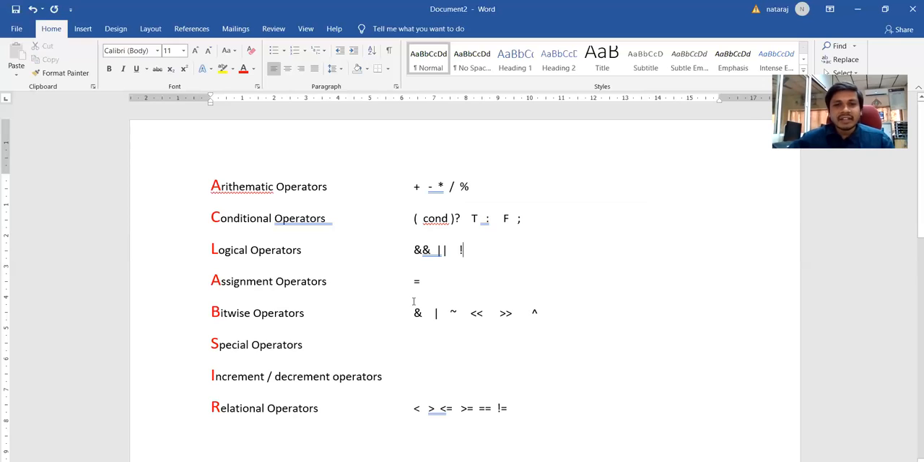Yes, and in this class you will be learning the bitwise operators. So this is logical AND, and this is bitwise AND. Logical OR, bitwise OR. Logical NOT, bitwise NOT. So logical and bitwise. Apart from this, we have 3 more operators in bitwise operators: left shift, right shift, and caret, XOR.